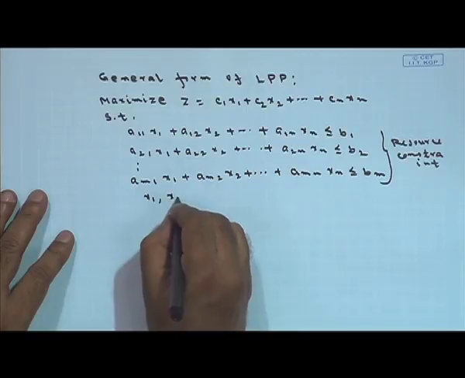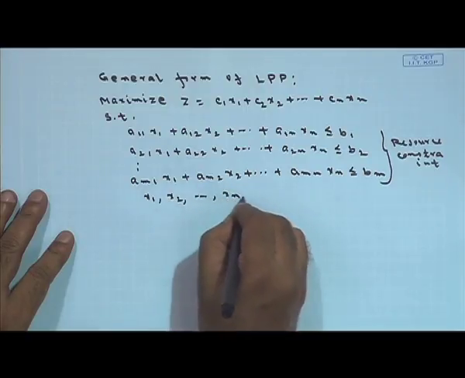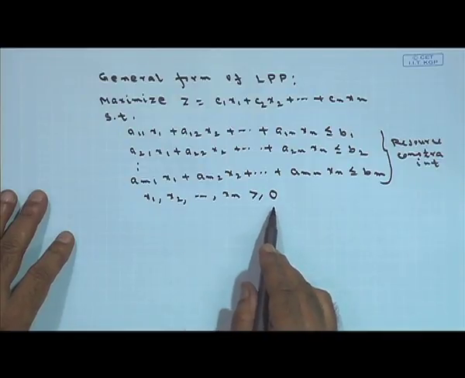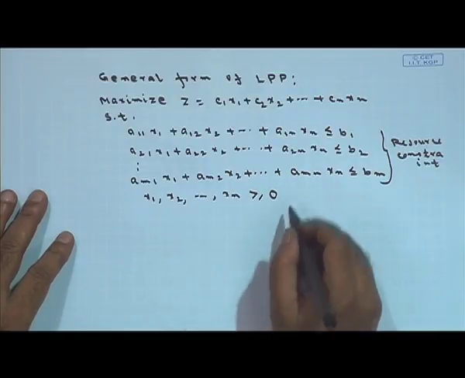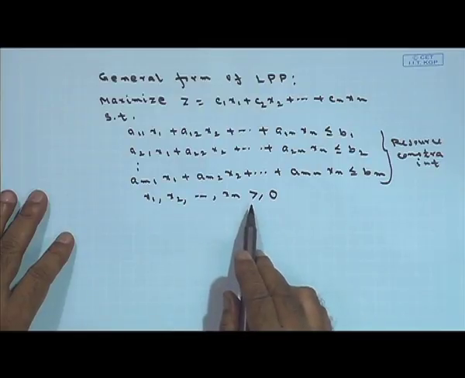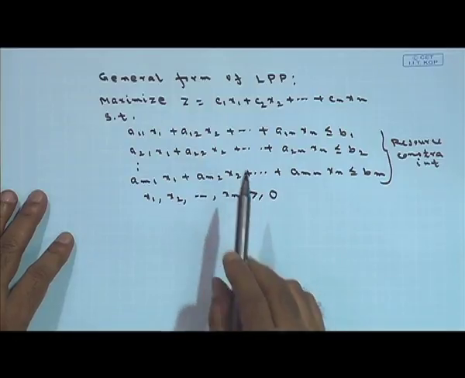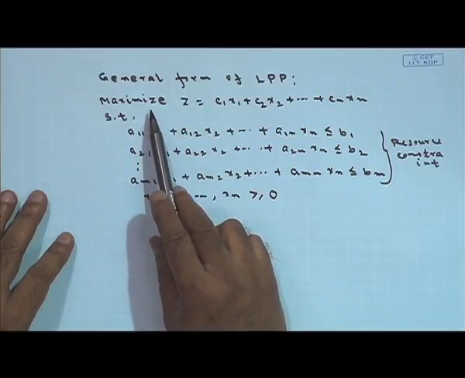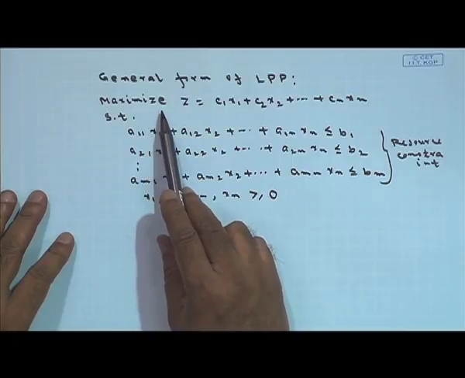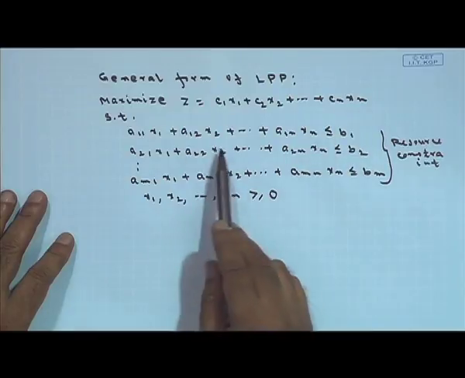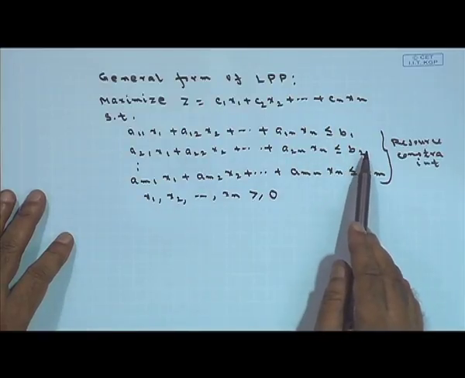And please note this one, the decision variables x1, x2, xn should be greater than equals 0, which we call the non-negativity constraint. So, in an LPP, the decision variables with which we want to work must all be non-negative, and we have to optimize the function. It can be maximize or minimize.